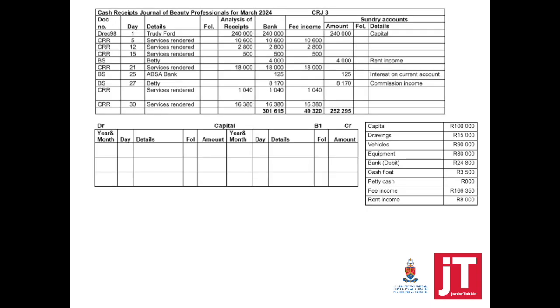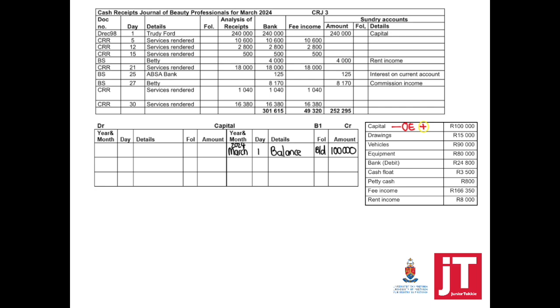So we start off now from the cash receipts journal. The first step is opening balances. Account number B1, capital, it's owner's equity. Where's the plus? On the credit side, which means on the credit side, we will have balance brought down 100,000.